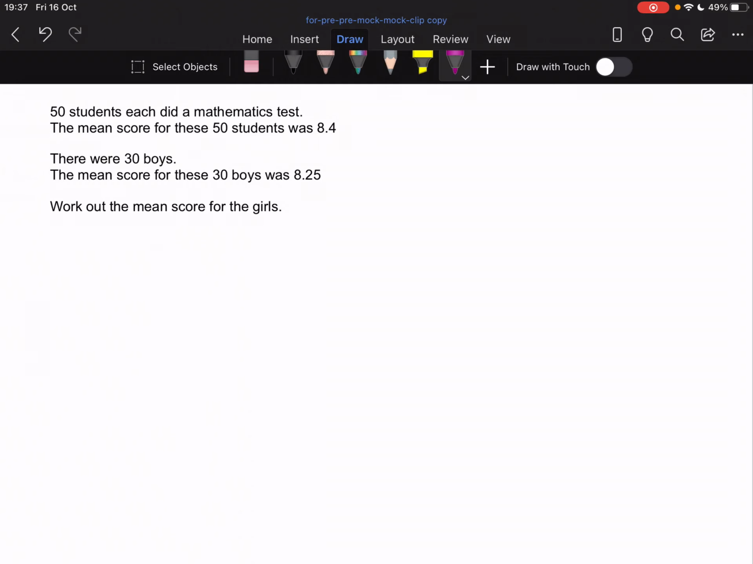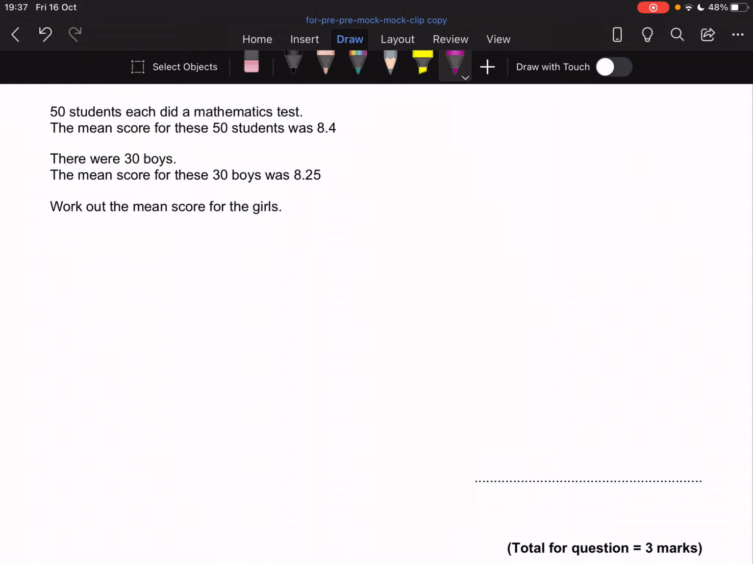Okay, last one. It's mean word problems. So let's have a look at this. It's a 3-mark question. It says that 50 students each did a mathematics test. The mean score for these 50 students was 8.4.